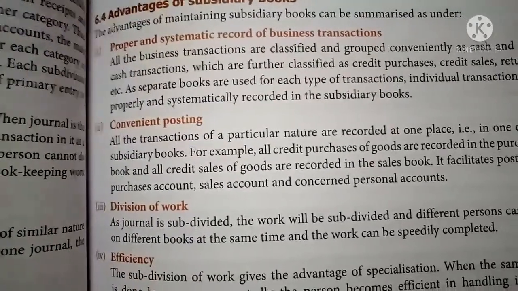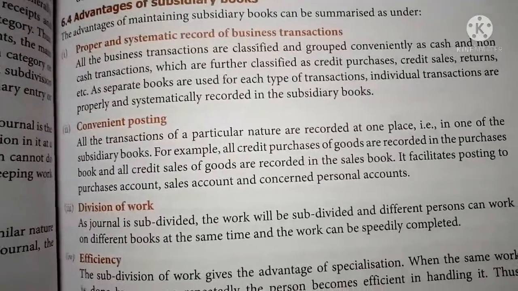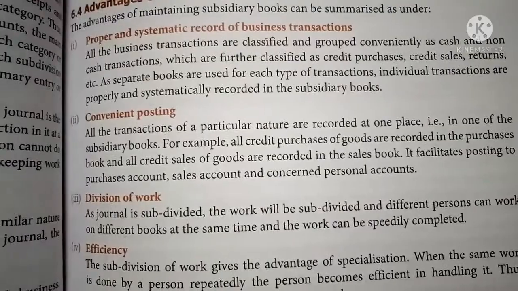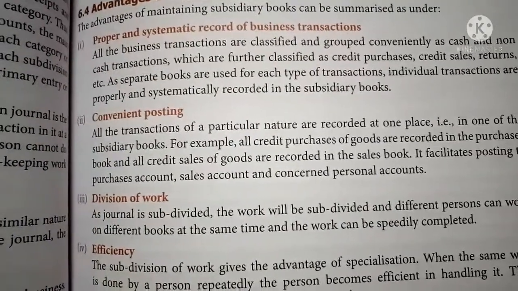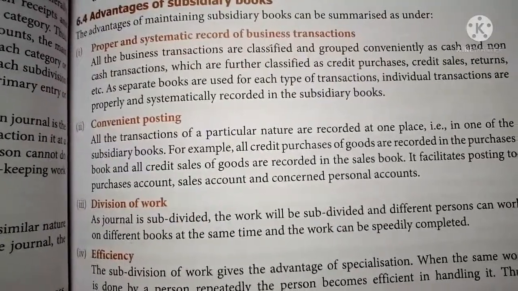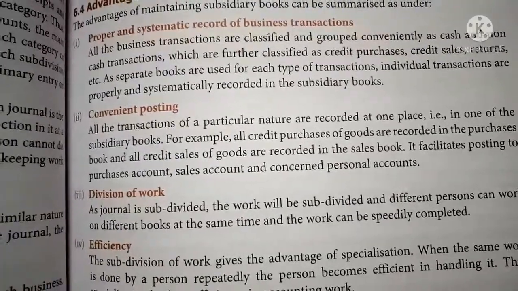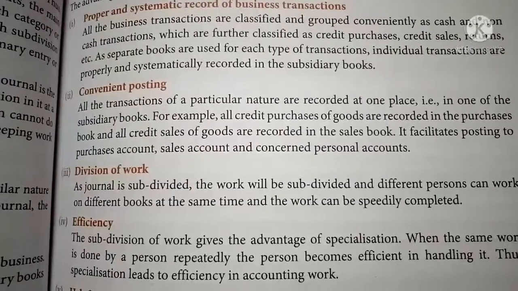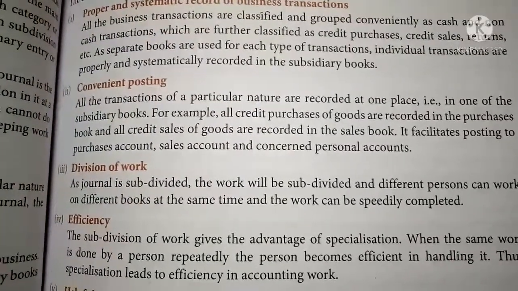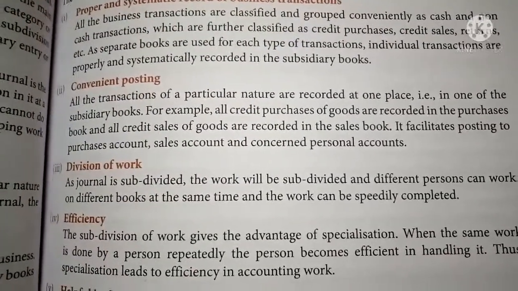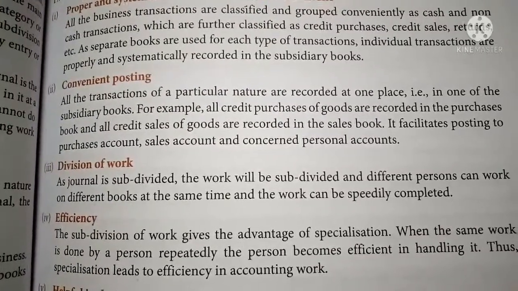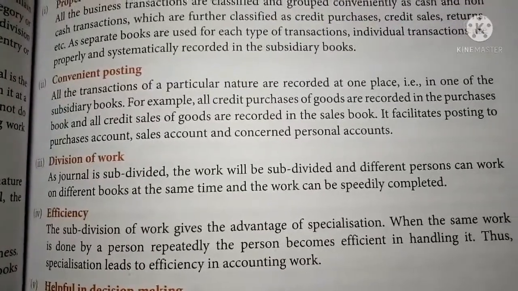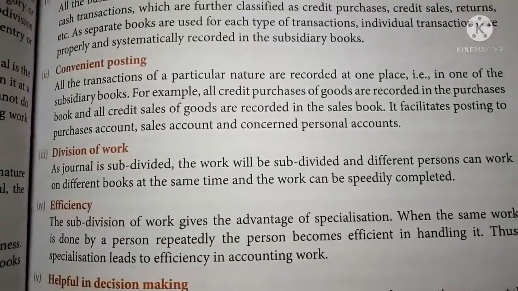Convenient posting. Posting work is also easy from the subsidiary books to the ledger, like from the journal to the ledger. Posting will be easy in this case also. Division of work is possible in the case of subsidiary books because each and every prescribed book is maintained by a special person. So division of work is possible in the case of subsidiary books.